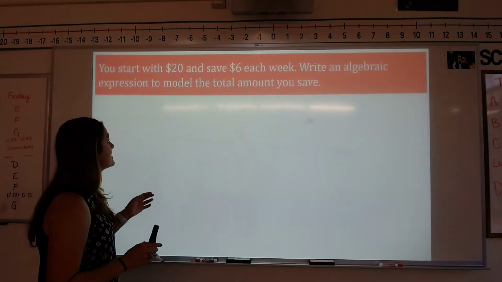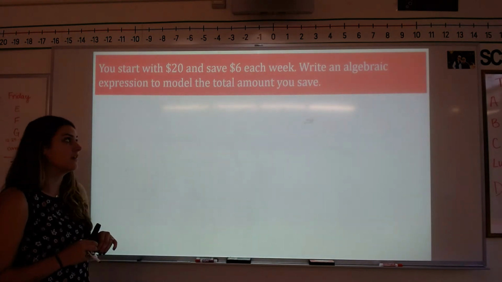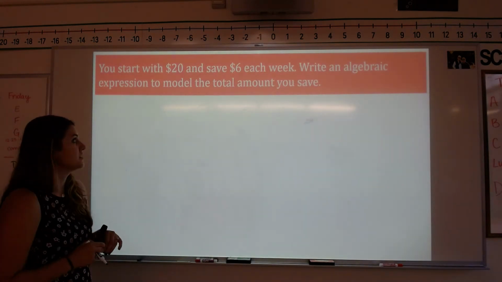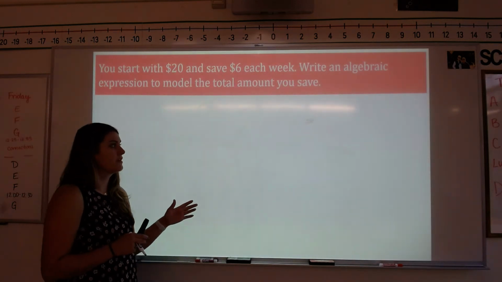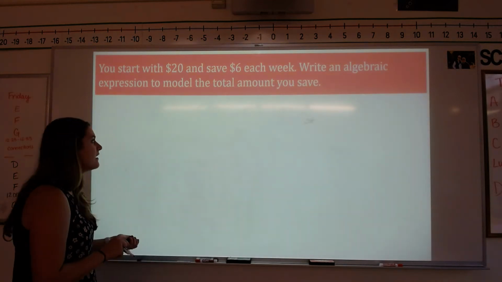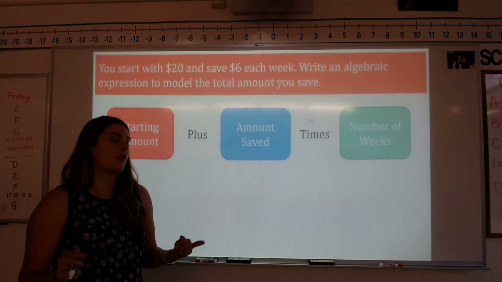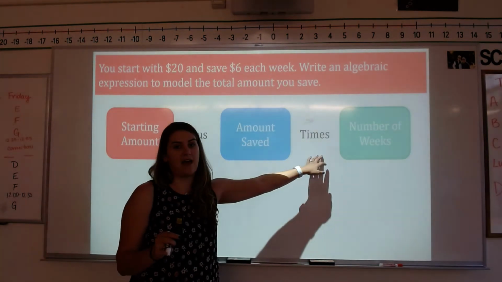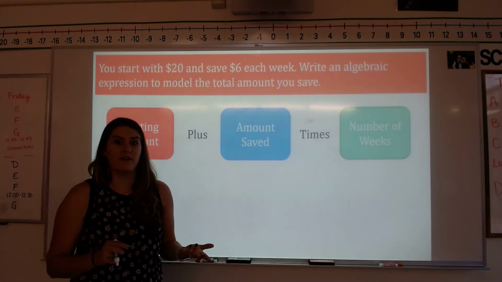So our first example, you start with $20 and save $6 each week. Write an algebraic expression to model the total amount you save. So I'm going to walk you through this one, again, using those steps like they described on the last slide. The first thing we want to do is identify the actions. Okay, so that's my plus and my times. And we want to make sure that we're defining any unknown values.